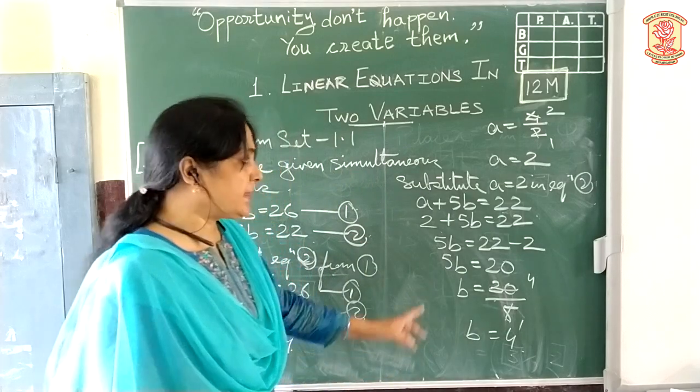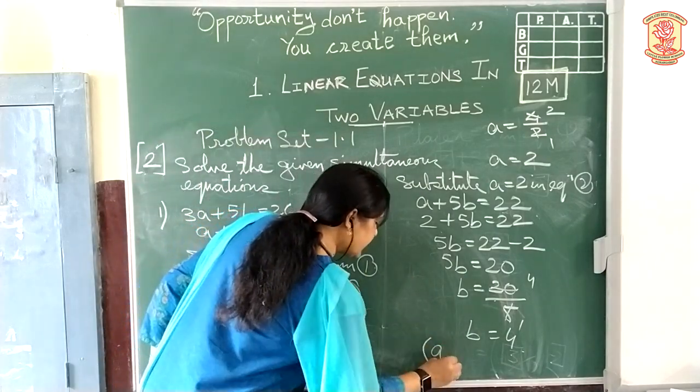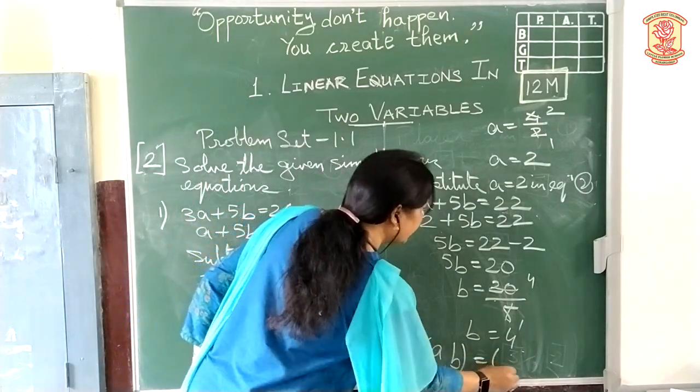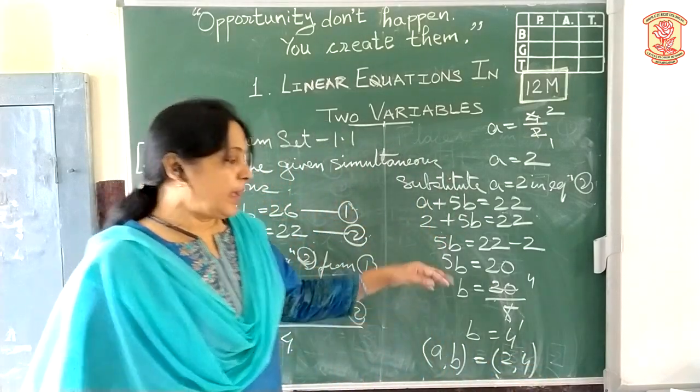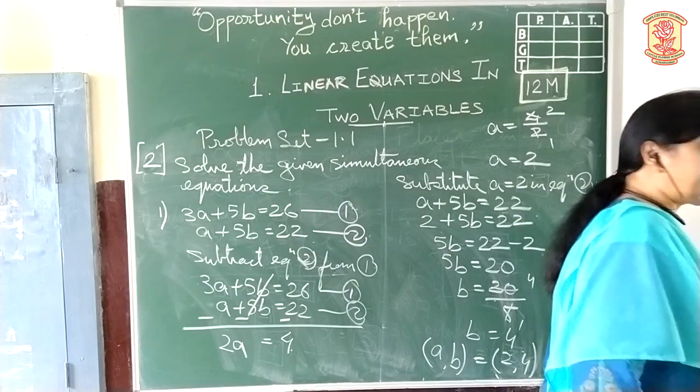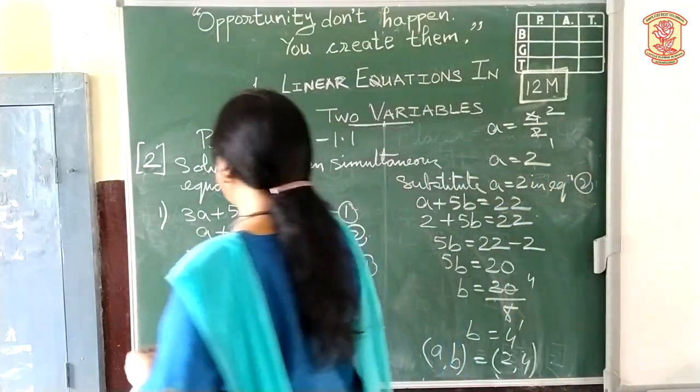So what is going to be the solution of this equation? That is, a, b is going to be 2, 4. Now we are going to see the second equation of the same exercise.